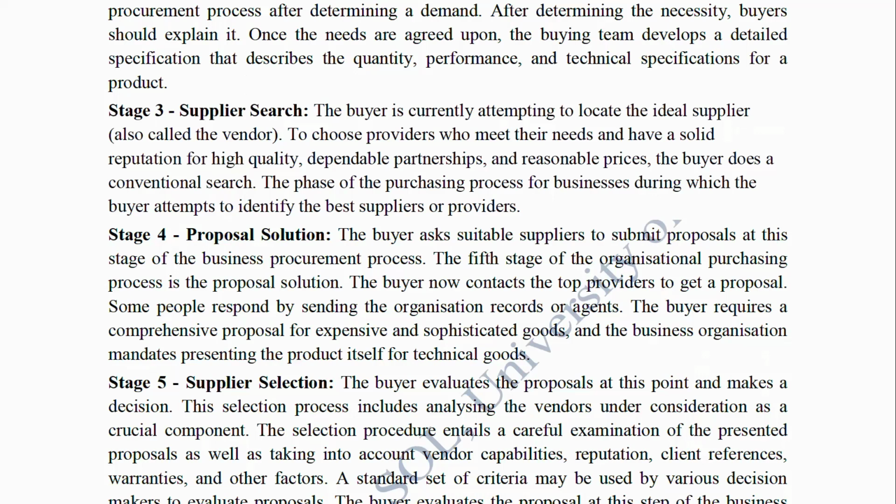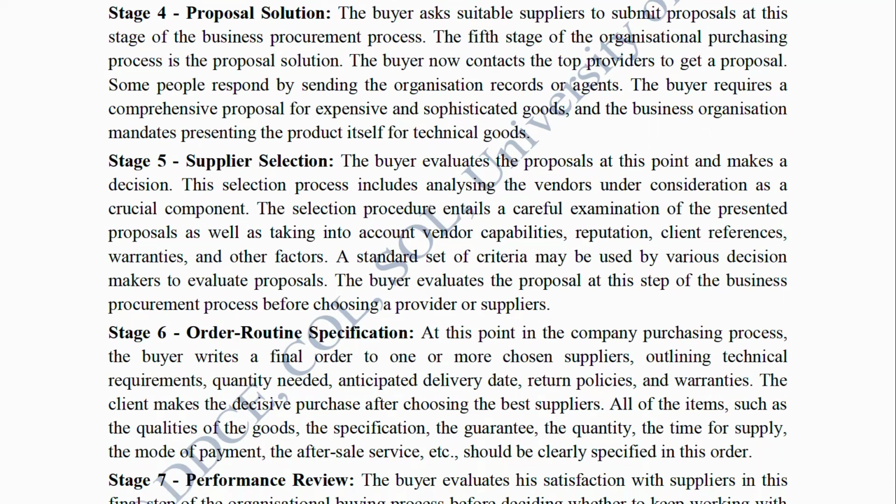Some people respond by sending the organization records or agents. The buyer requires a comprehensive proposal for expensive and sophisticated goods, and the business organization mandates presenting the product itself for technical goods. Stage 5: Supplier selection.